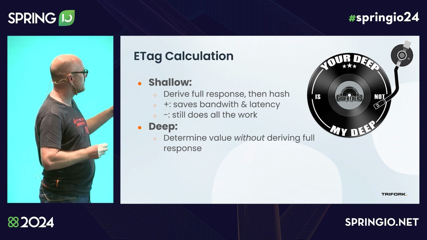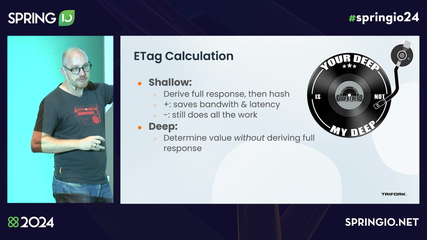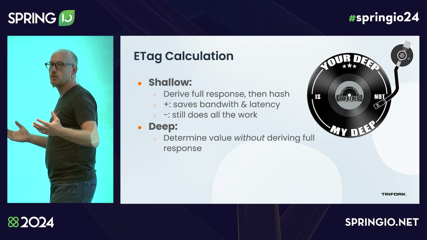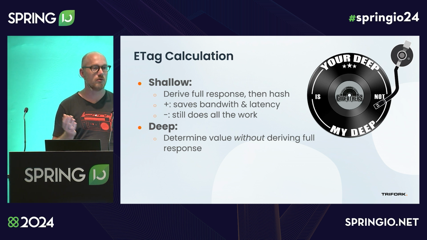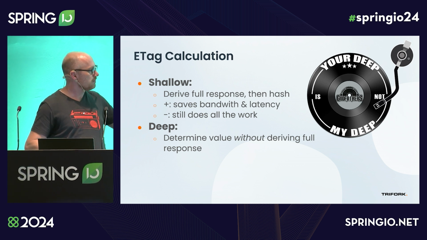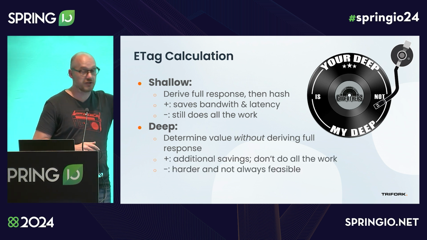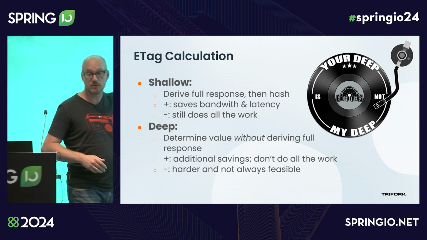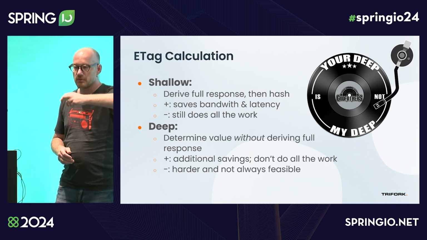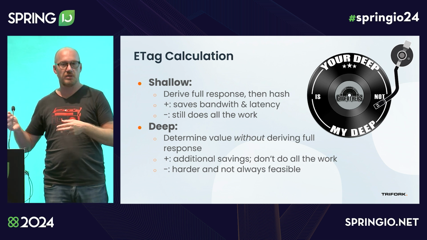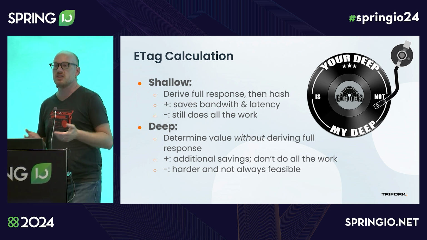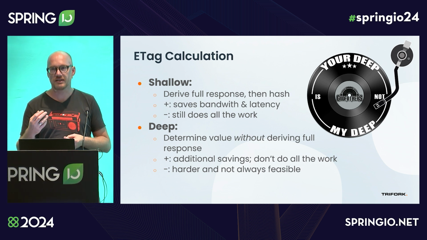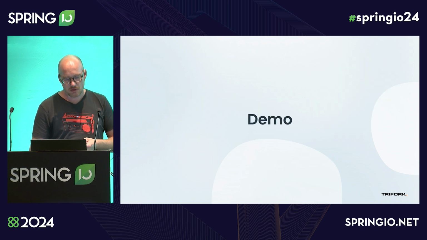So that means that we are actually going to determine the ETAG value without doing all of the work. Right, so we can derive that somehow, or we can cache it somehow, or get it from metadata or whatever. And the benefit of this, of course, is that you have additional savings because you're not actually doing all of the work. You can immediately determine when the request comes in, oh, client representation is up to date, never mind. But it's harder and not always feasible because it depends on if you can know the right ETAG value up front.